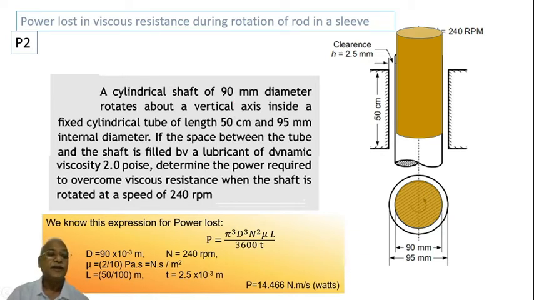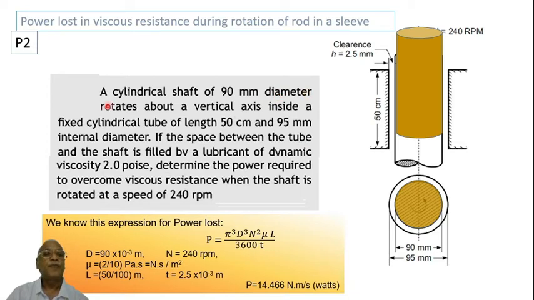Now a cylindrical shaft 90 mm in diameter rotates about a vertical axis, as shown here. The point shown here is the axis. It is rotating in an anti-clockwise manner like that.